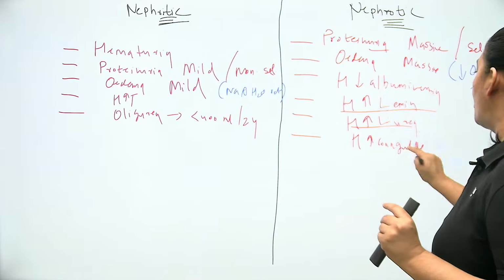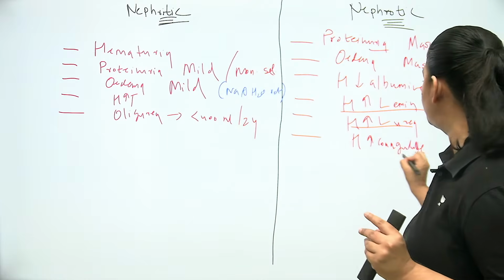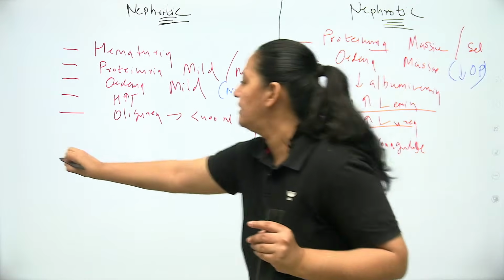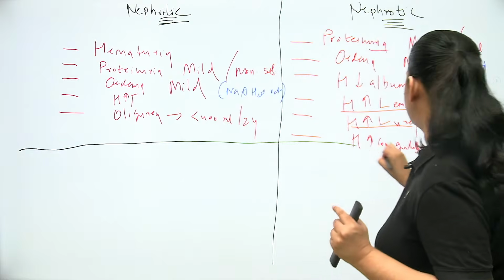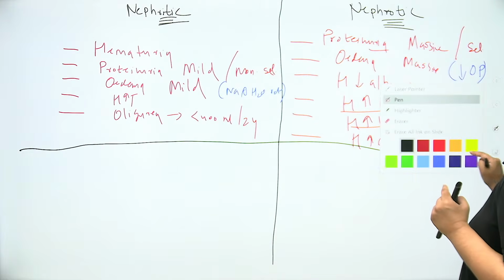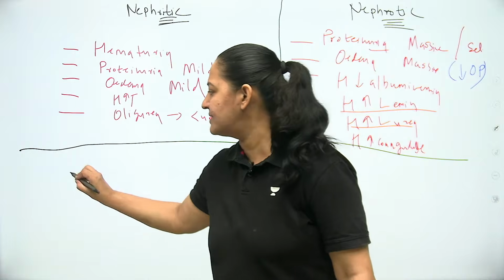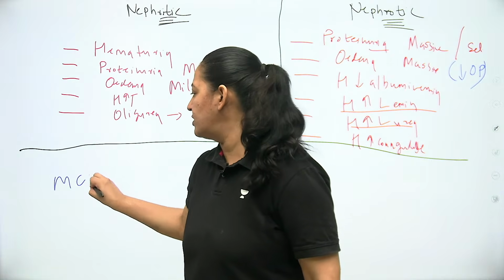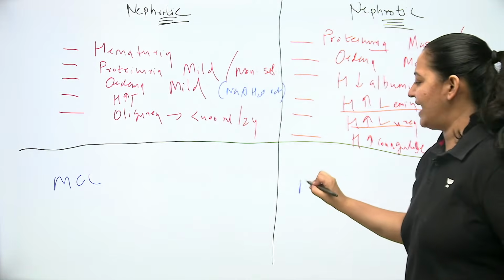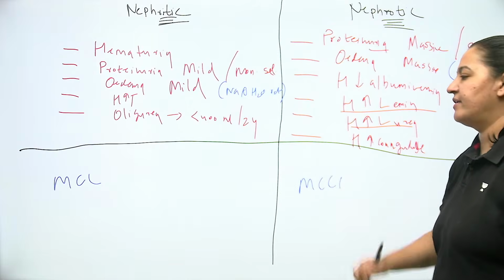None of the medical students should have even the slightest doubt here. After that, I would like to move on to the examples. I'm not writing all the examples. Tell me the most common cause of nephritic syndrome and tell me the most common cause of nephrotic syndrome.